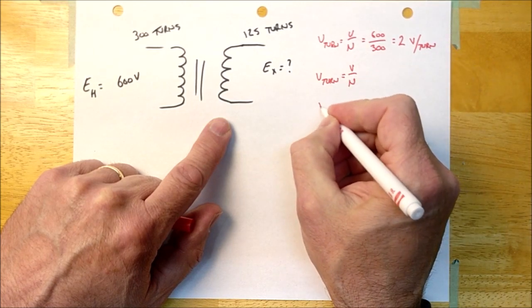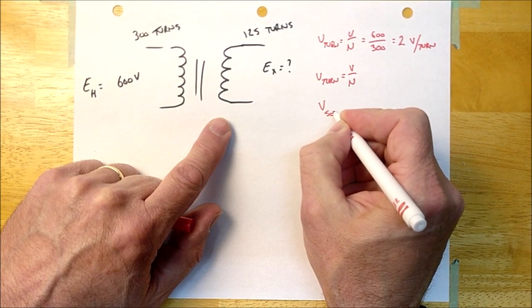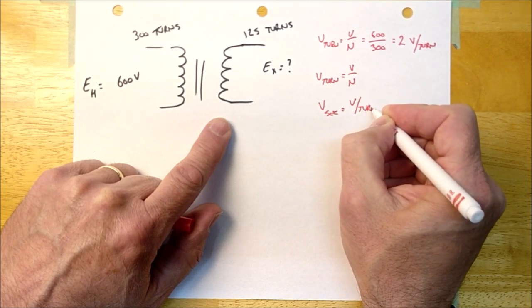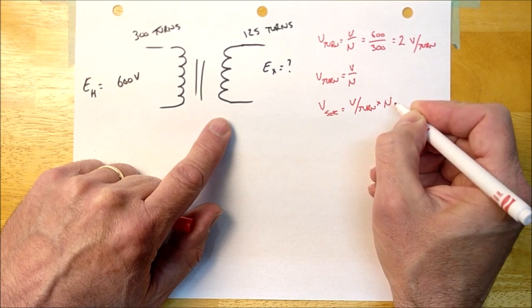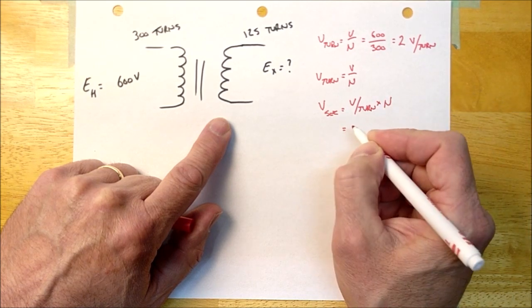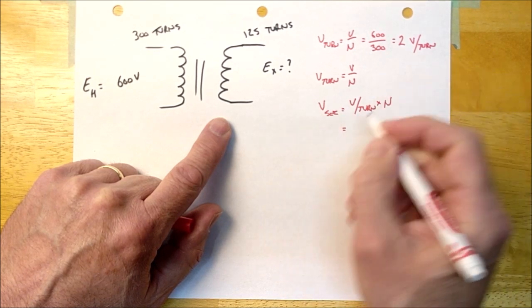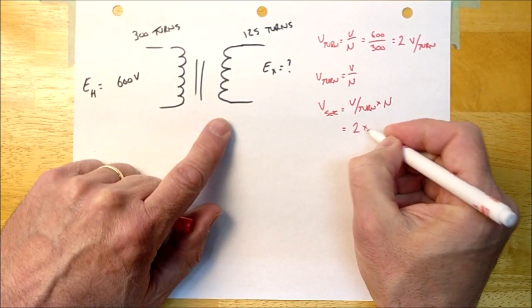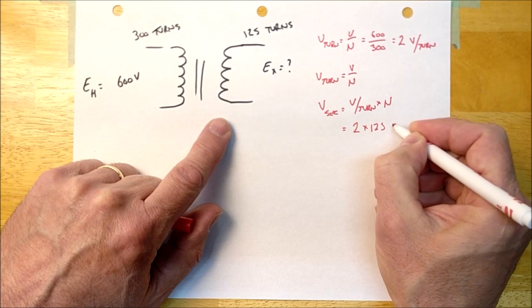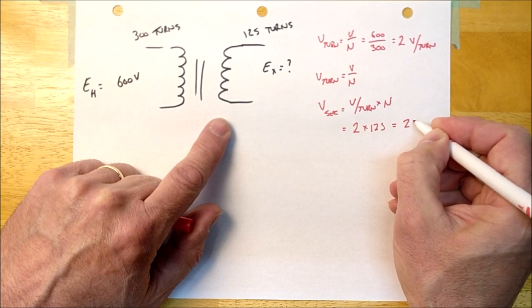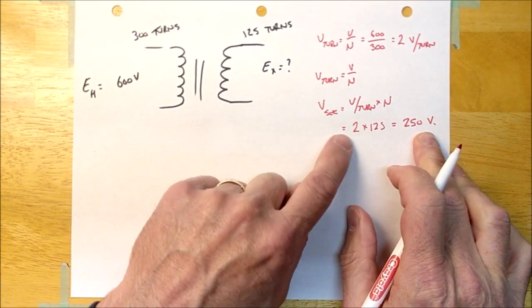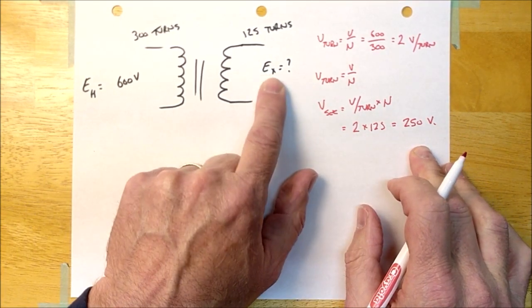And that means the voltage on the secondary side, guys, is going to be the volts per turn times the number of turns. Okay, guys? And voltage on the secondary is going to be 2 volts per turn, okay, times 125 turns. So it looks like it's going to be 250 volts, okay, guys? And that'll work to calculate the secondary voltage.